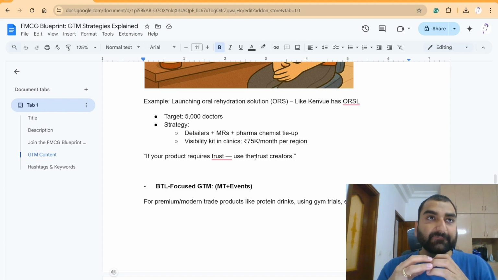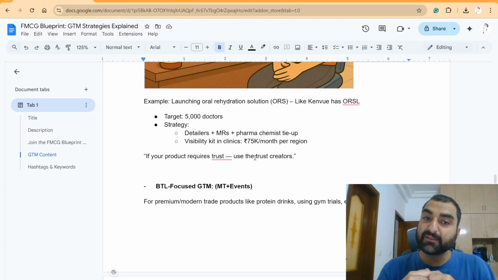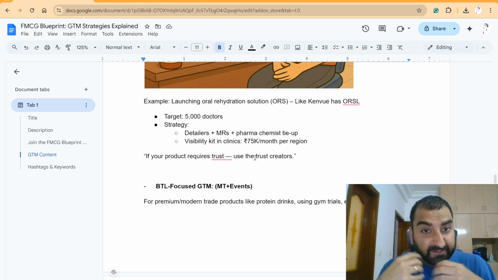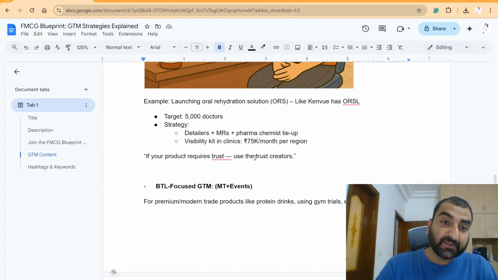Now, BTL led, I believe, could work in any of the above three GTM models that I've already discussed. And it can again work in e-commerce, for e-commerce brands, for modern trade heavy brands, right? For health supplement brands also, wherein you are targeting premium customers or having a category range of modern trade products, you can do events in that case. You might be having protein drinks for which you need to generate trials, right? You need to approach gym members for this case.